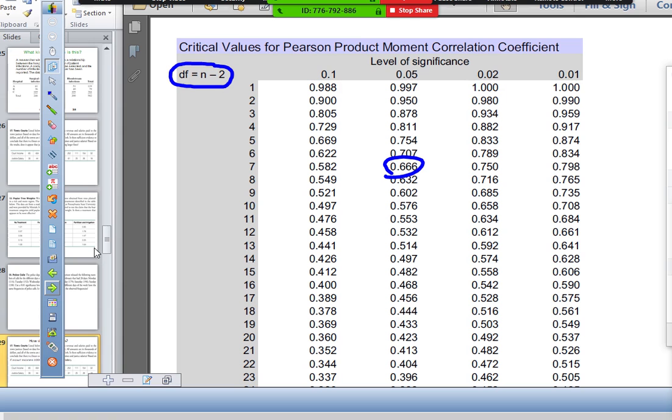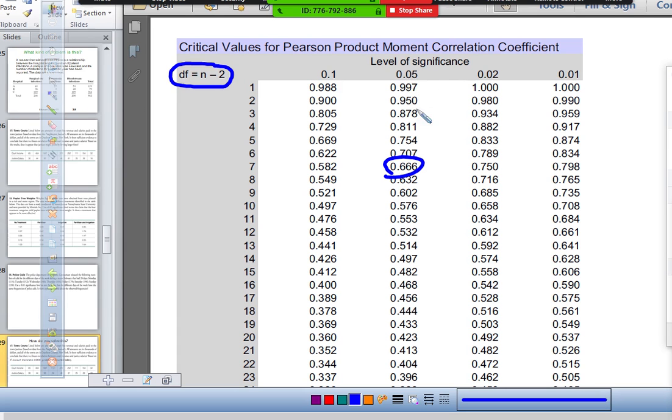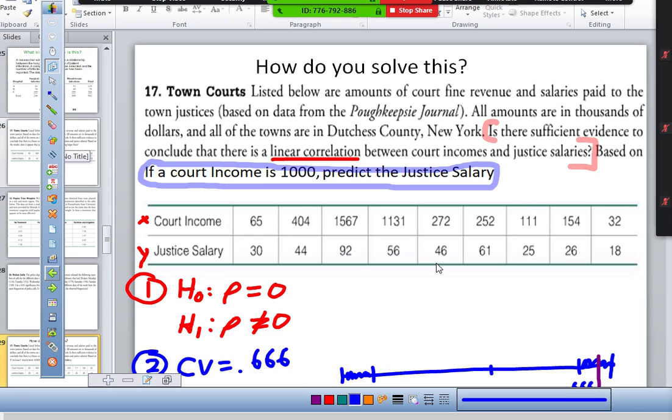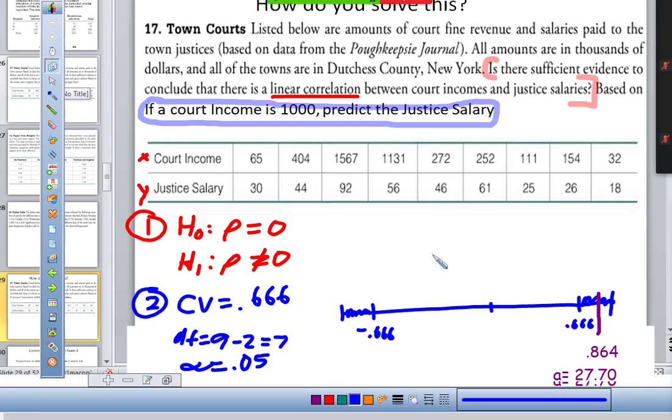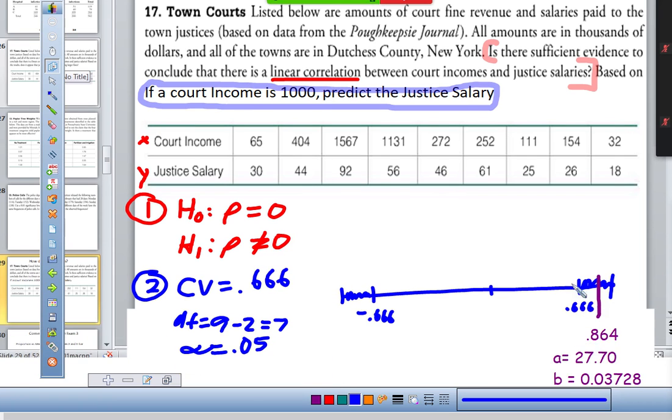And again, it tells you right here, degrees of freedom is n minus 2, so it kind of helps you out. And again, I didn't give you an alpha. Anytime you don't have an alpha, you should assume that it is 0.05. That's the default. So my alpha is 0.05, degrees of freedom 7, 0.666, that is my critical value. So I'm going to make a line, put in 0.666, shade to the outside, negative 0.666, shade to the outside.